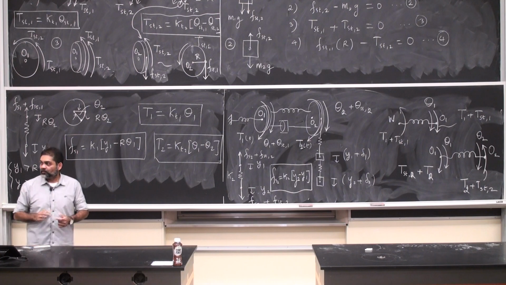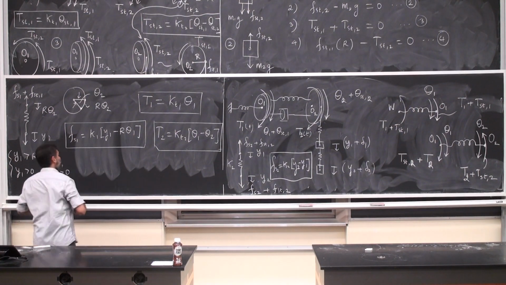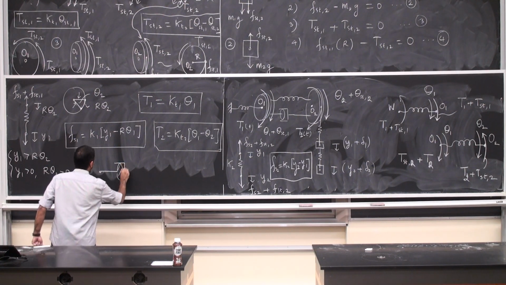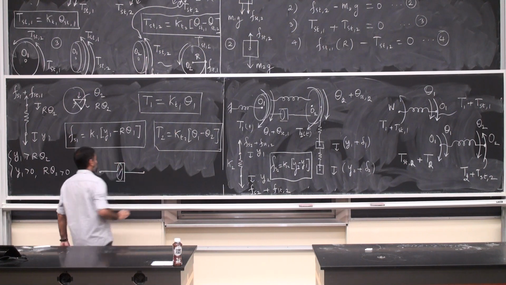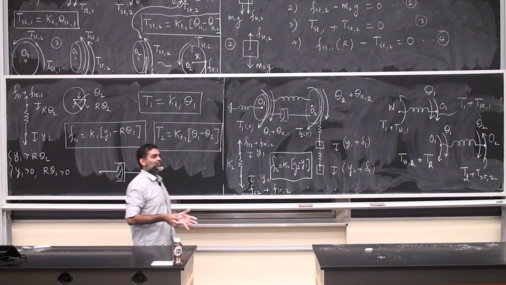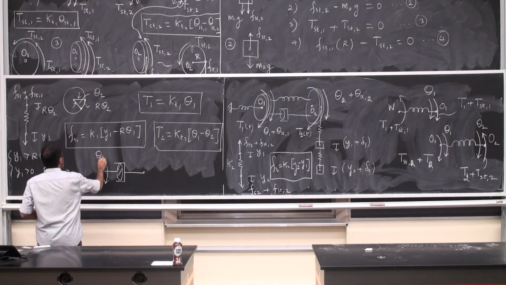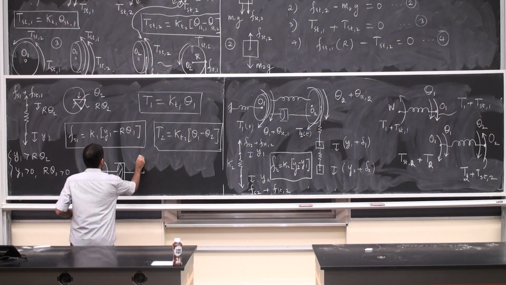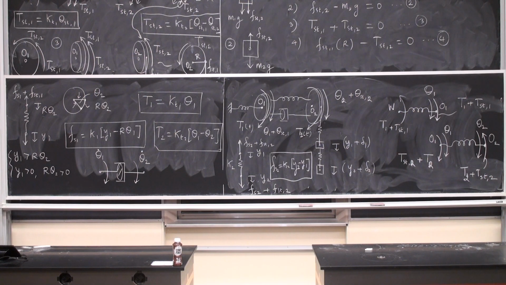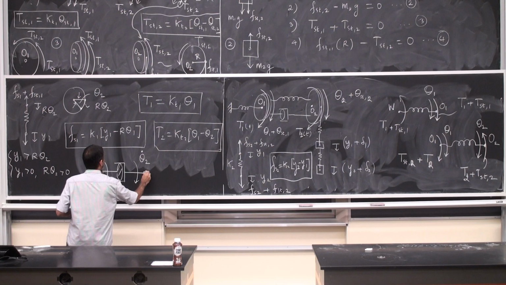Yes, question. What about the damper? Oh, the damper. Thank you. I forgot about it. You're putting a damper on my enthusiasm. As I mentioned last class, dampers follow pretty much the same procedure as you do for springs. Okay, so which means theta 1 dot here, theta 2 dot. Then this is end O1, this is end O2.